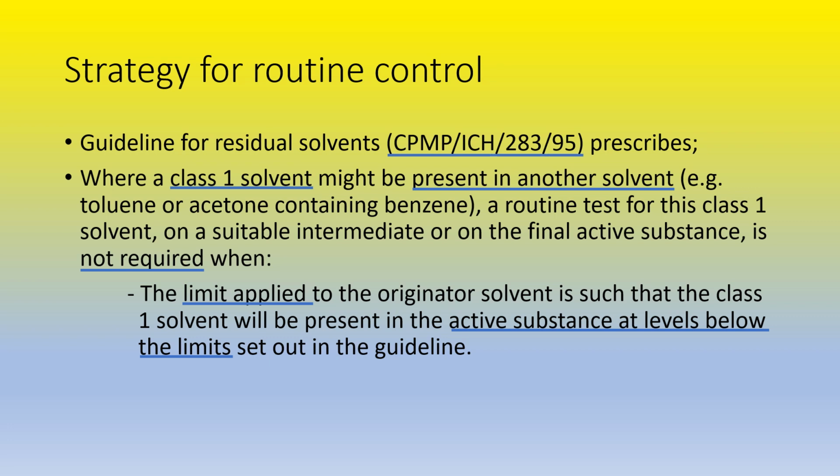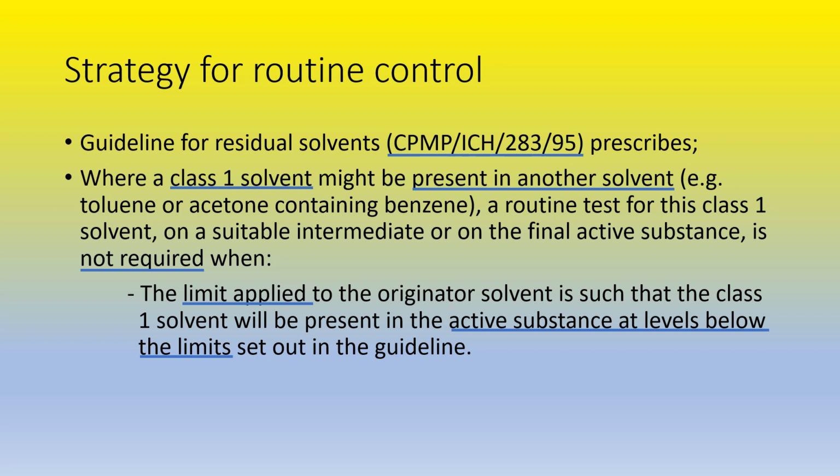If the toluene content is 890 ppm in the final product at the maximum limit, benzene content should not be more than 2 ppm in 890 ppm of toluene. Many suppliers supply toluene with not more than 500 ppm of benzene. So even if you have maximum 890 ppm of toluene in the final product, the benzene content would be approximately 0.45 ppm. It's a simple calculation.